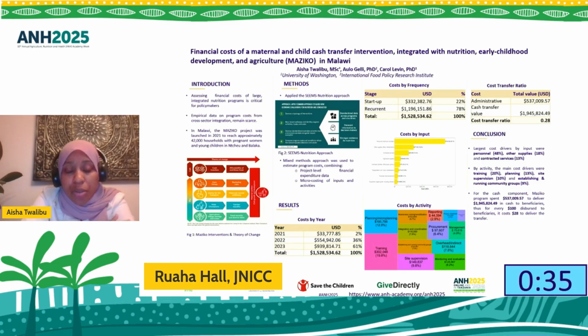Over the first 2 years of the program, the total financial costs were about 1.5 million US dollars. The largest cost driver by inputs was personnel, and by activity it was training, planning, as well as site supervision. For the cash transfers, the program spent about $500,000 US dollars to deliver about $2 million in transfers, meaning that for every $100 that was delivered to beneficiaries, it cost $28 to administer. These results help us to inform discussions on the affordability as well as efficiency of scaling up integrated nutrition programs like Maziko in Malawi. Thank you.